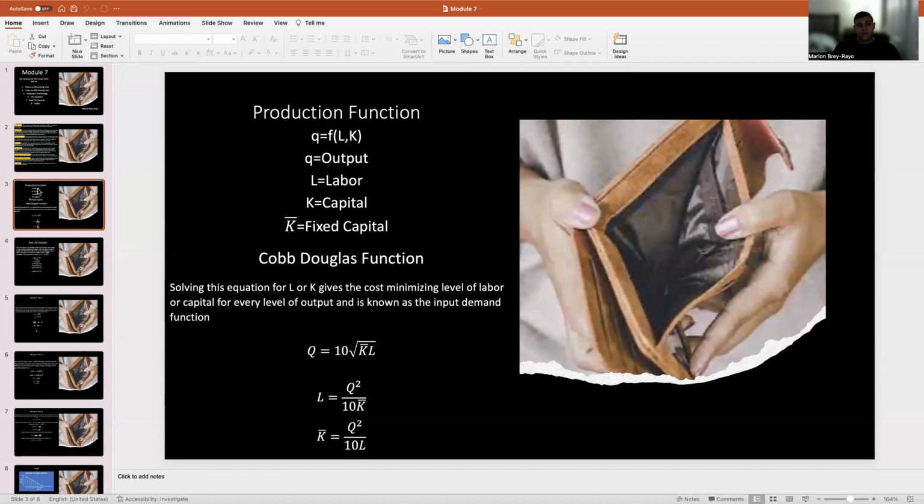This shows you that solving the equation for L or K gives the cost minimization level of labor or capital. Every level of output is known in the input demand function. Now in the bottom you can see you're solving for L or K, and this is how you do it.